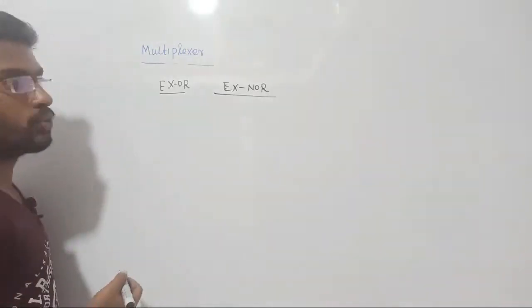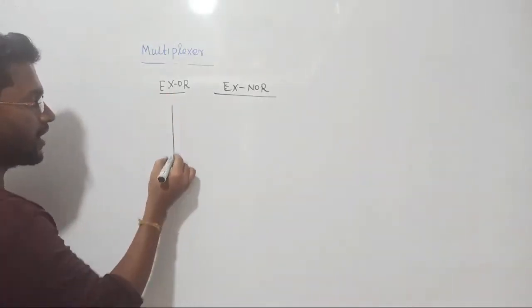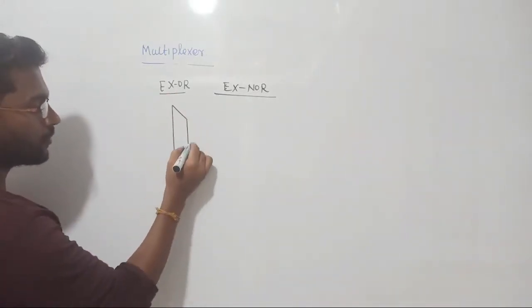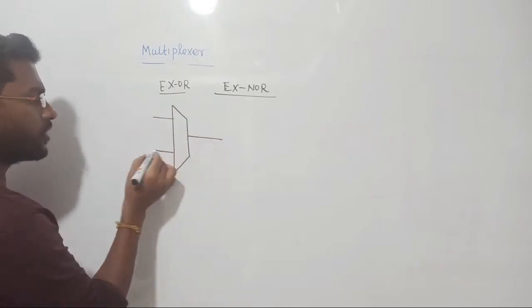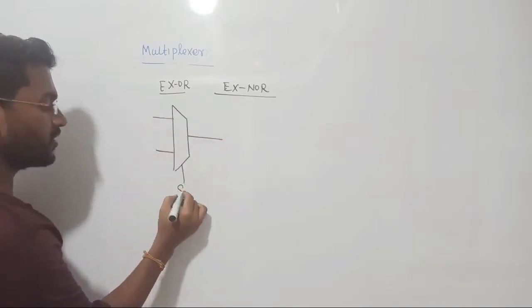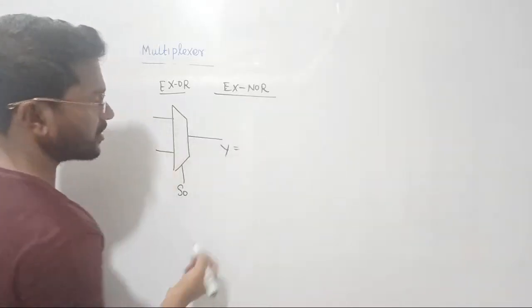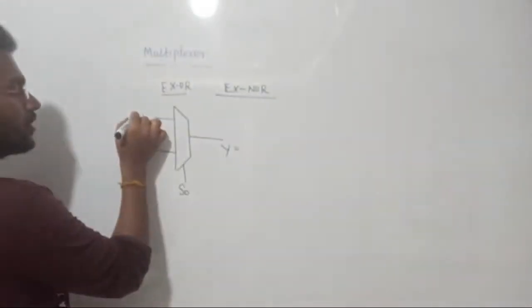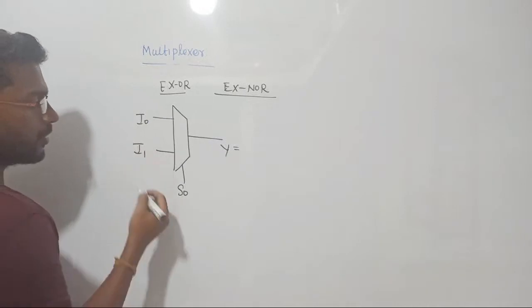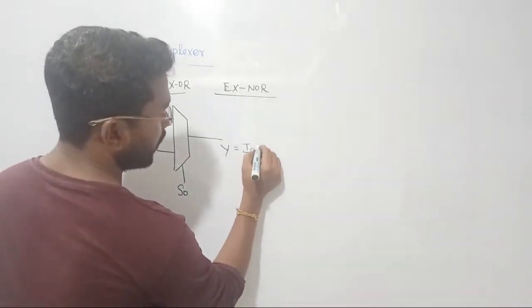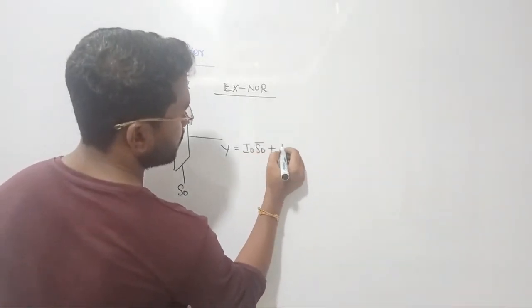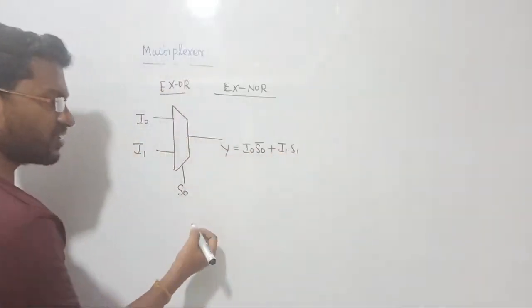Okay, let me visualize one thing by myself. The XOR gate, right? Very simple, very simple. I'm repeating once again, don't memorize anything, just understand and proceed further. What is the output first? First of all, I0, this is going to be I1, such that the output is going to be I0 into S0 bar plus I1 into S1. You can also interchange, right?